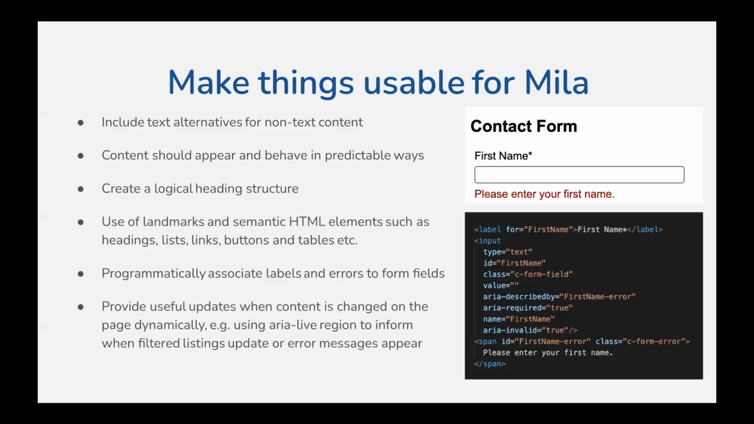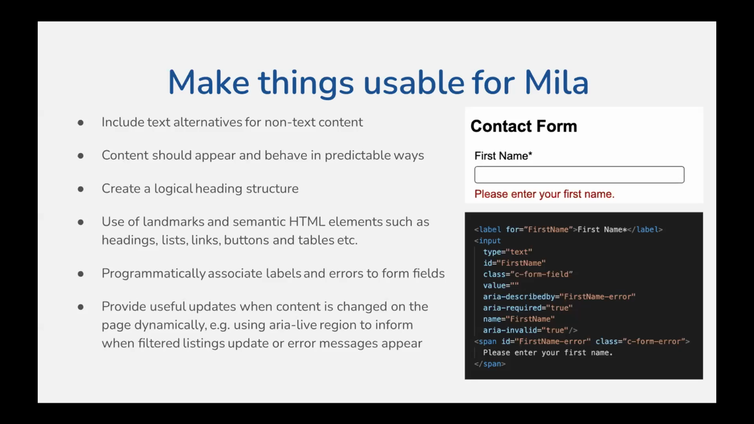So they can pull up a whole list of just the headings and then skip to the next one and the next one. And the same with links and buttons and tables. So using semantic elements for those is also very important to provide that information to people, so they have context of what they're actually interacting with.